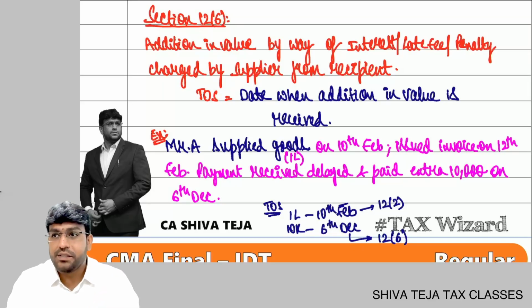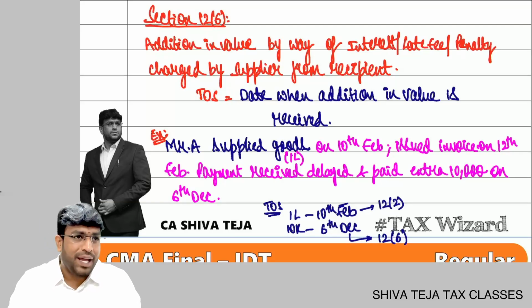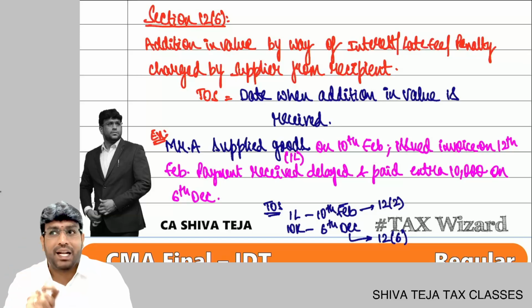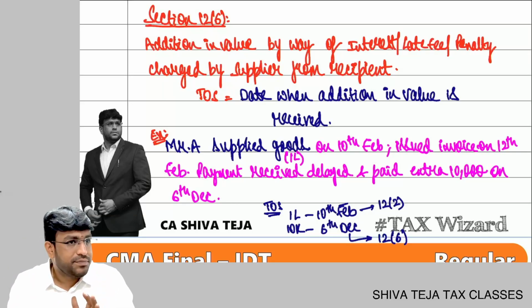Are we clear with this, my dear friends? So friends, what is section 12.1? Liability to pay tax shall be as per time of supply. 12.2 general rule. 12.3 RCM. 12.4 vouchers. 12.5 residual case. 12.6 addition in value by way of interest, late fee or penalty which is charged by supplier from recipient. Are we getting clarity, friends? Please reply. Yes, madam, are you busy?